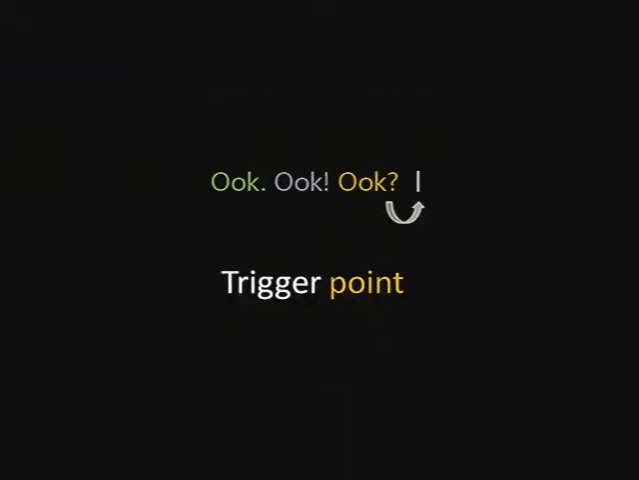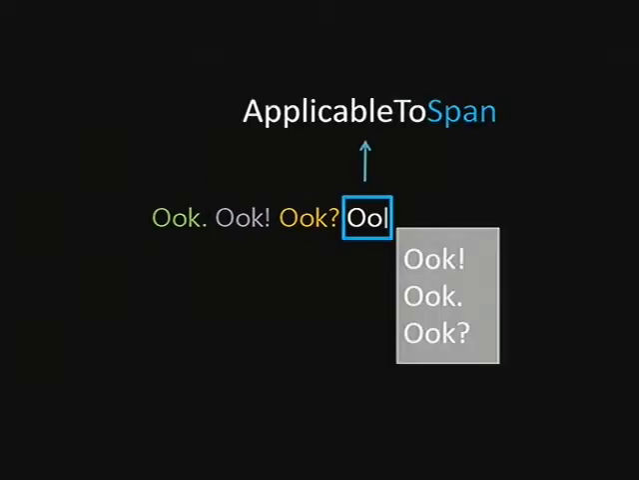So we have this notion of trigger point again, but instead of thinking about it as where the mouse is hovering, our trigger point is where the caret is, where we're inserting text. We also have a notion of applicable to span. But unlike in quick info, instead of thinking about the applicable to span as the span over which our completion UI should be presented, think of it as, what am I going to replace when I actually commit my completion?